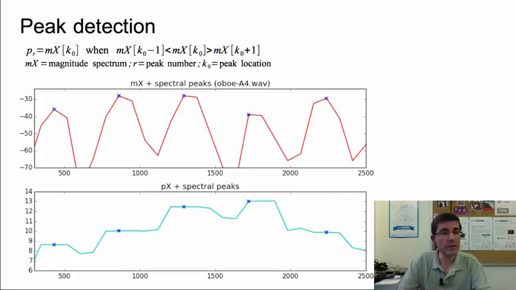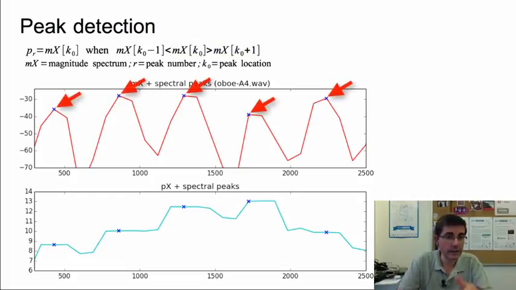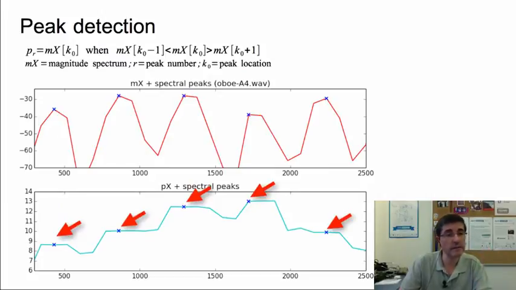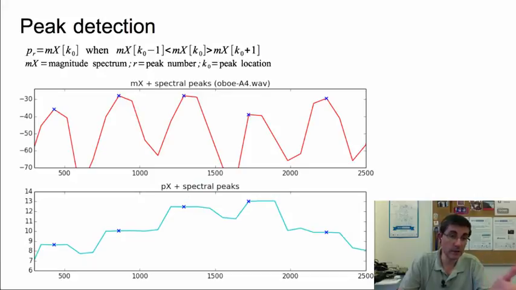In this plot, we see the local maxima for the different peaks. The blue crosses are local maxima. In the phase spectrum, we just read the location of these local maxima. With this procedure we have the location of the peak, which is K sub 0, the magnitude, which is mx of K sub 0, and the phase, which is px of K sub 0. But there's a little problem, which you can identify visually: there is not enough resolution.